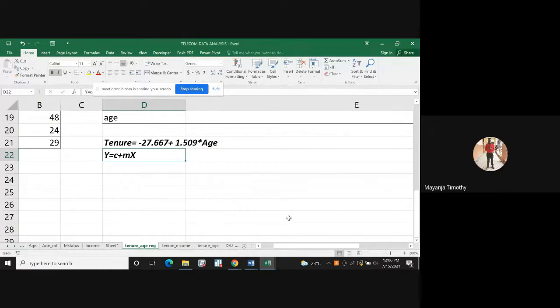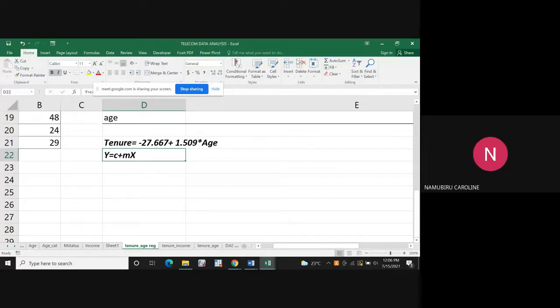I can see that age positively affects tenure, that an increase in age leads to an increase in tenure by around 15%, if it is in percentage. Okay, so that's a good one.